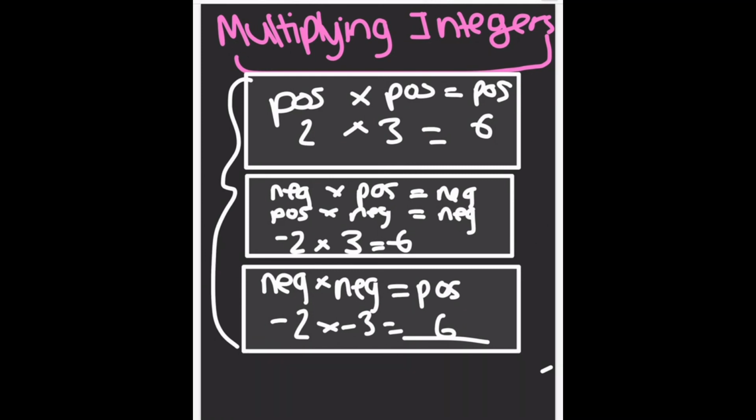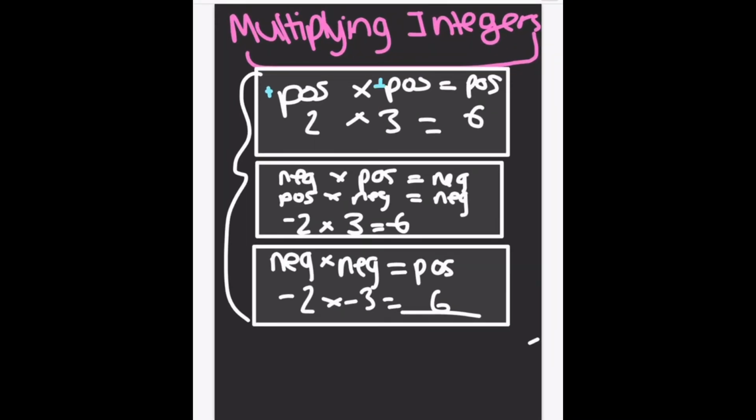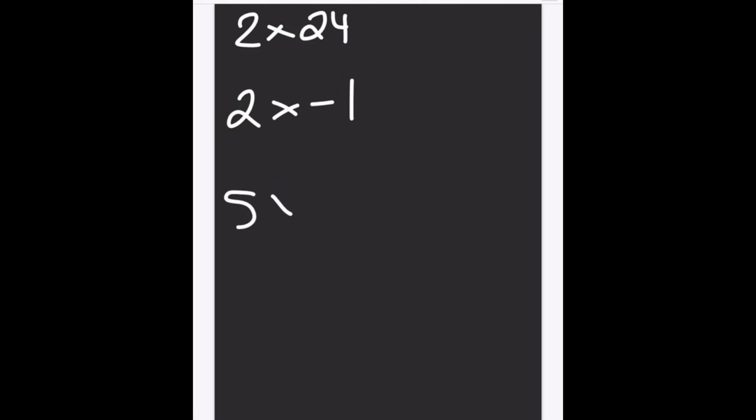If both signs are equal, so here both technically have a plus sign, positive, and here you have negative, positive. If both signs are equal, you're going to get positive. If they're not the same, then you're going to get a negative number. So here, let's do a couple examples: 2 times 24, 2 times negative 1, 5 times negative 4, and 4 times negative 2. Pause this video and answer all of these 4 quick problems.